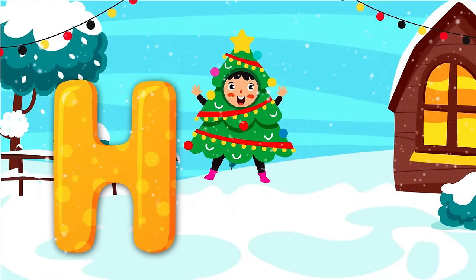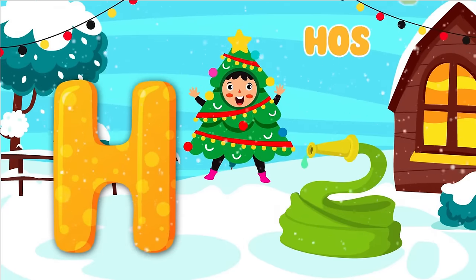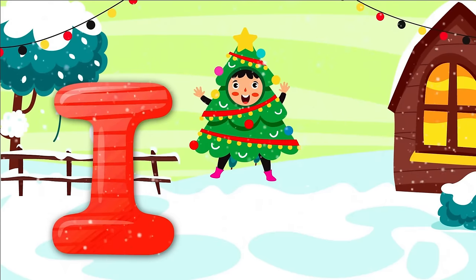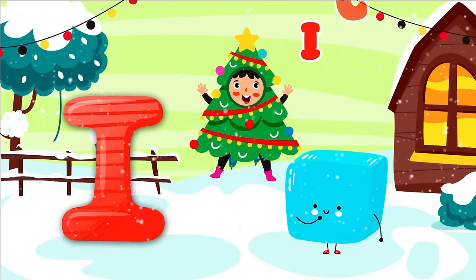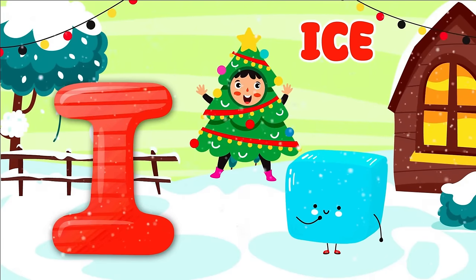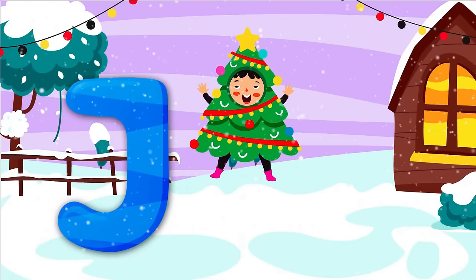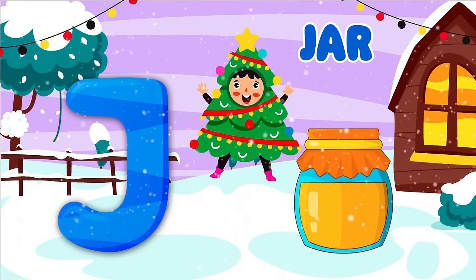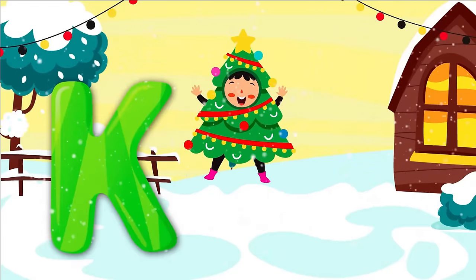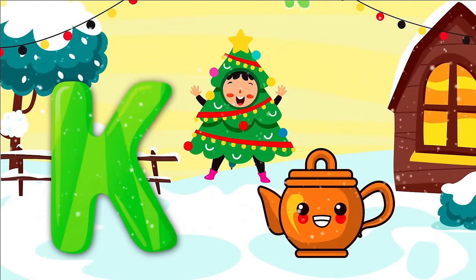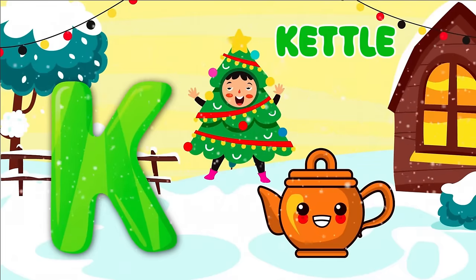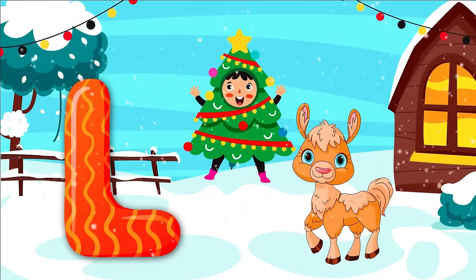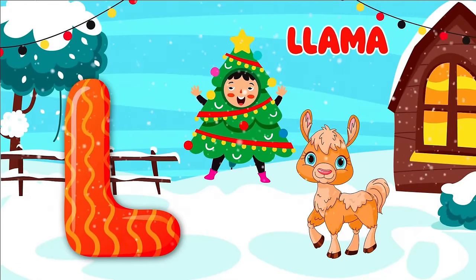H. Horse. H is for horse. I. Ice. I is for ice. J. Jar. J is for jar. K. Kettle. K is for kettle. L. Llama. L is for llama.